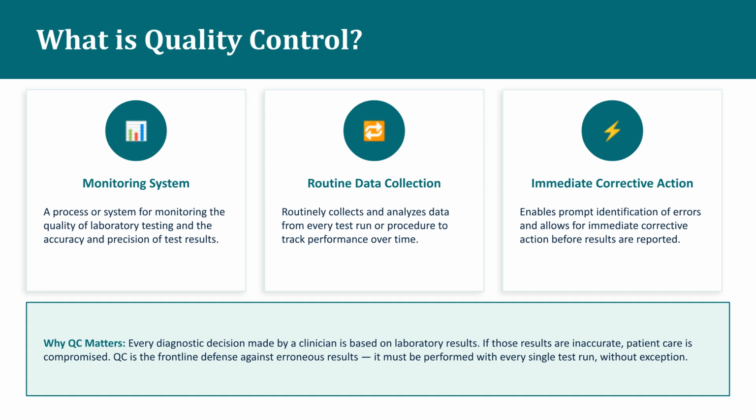Quality control, or QC, is a process or system for monitoring the quality of laboratory testing. It helps us monitor the accuracy and precision of test results. QC also involves routine data collection. This means the laboratory collects and analyzes data from every test run or procedure to track performance over time. Another important point is that QC allows immediate corrective action. If an error is detected, the laboratory can take action before the results are reported. This is very important because every diagnostic decision made by a clinician is based on laboratory results. If the results are inaccurate, patient care may be affected. So QC acts as the frontline defense against wrong laboratory results, and it must be performed with every test run.